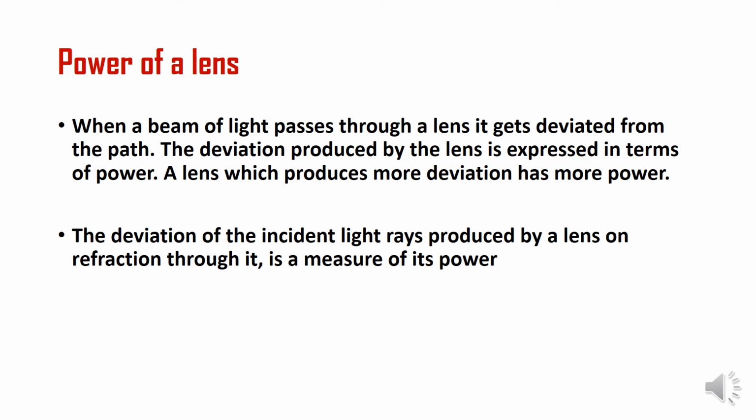So when we consider the power, we have to find the measure of the deviation produced by the lens. So you see here the deviation of the incident ray produced by a lens on refraction through it is a measure of its power. Okay, so what is the measure of the power of a lens? The deviation that it can produce. Okay, so this is about power.